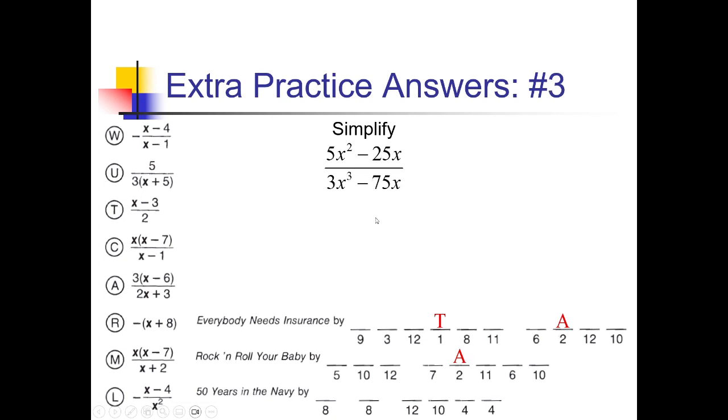Next up, with number 3, let me start with some common factors. For my numerator, I can take out a 5 and also an x, it looks like. So 5x. That leaves me with x minus 5. 25x over 5x is 5. In the denominator, I can definitely take a 3 out of both of those, and also an x. So that's going to leave me with x squared, and 75x over 3x would give me a minus 25.